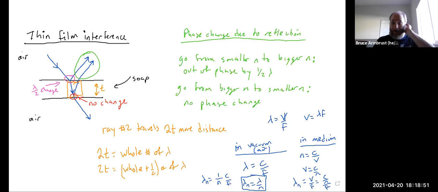The reason that's going to matter is, remember this bit that I have in the orange where I say ray number 2 travels 2t more distance. We're going to need to see if that 2t is a whole number of wavelengths or a whole plus a half number of wavelengths. That has to be the wavelengths in the soap, which are different than the wavelengths out in the air or the vacuum. So even though it's still interference and it's the same idea of constructive and destructive, it's more complicated because A, we have to deal with the reflection and pay attention to phase changes there, but then B, our wavelength changes.